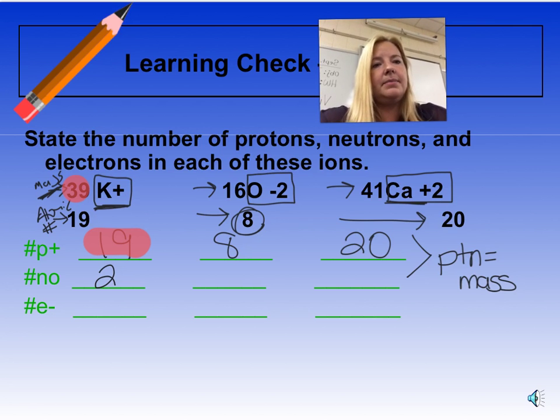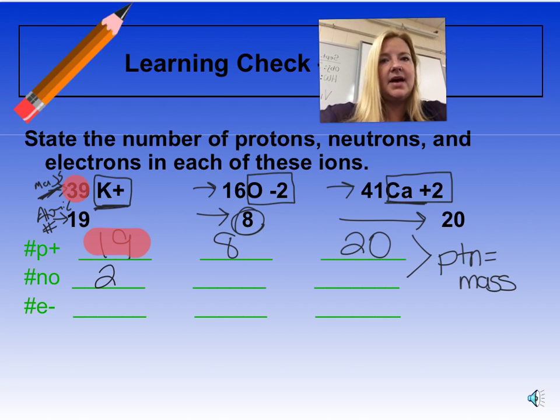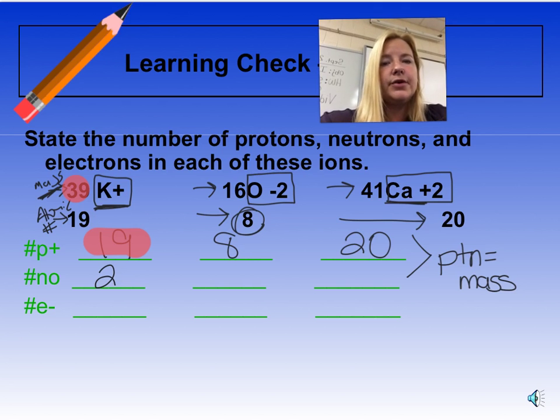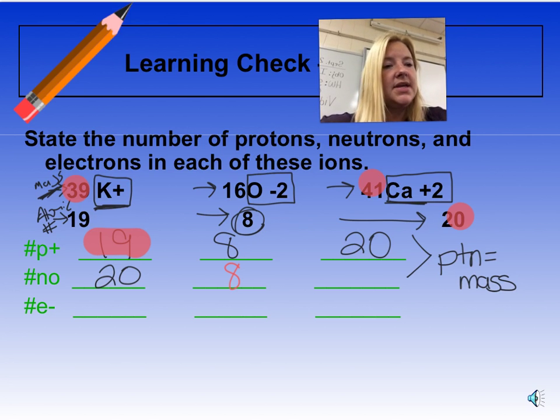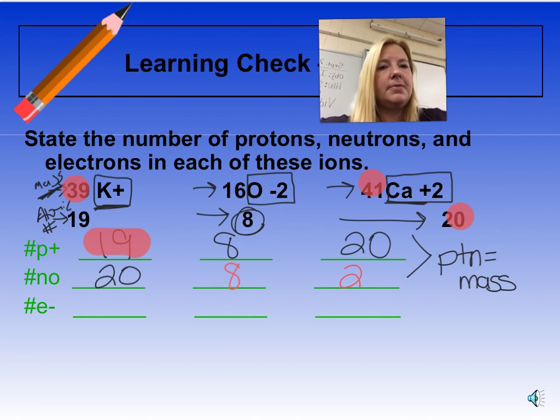On the next example, I have 8 protons and a mass of 16. So that means my neutrons must be the other 8 mass that I need to have there. Then finally, for calcium, if I have 20 protons and a total mass of 41, 41 minus 20 is going to be 21 neutrons to contribute to that.